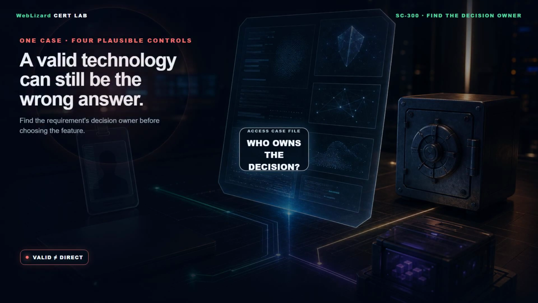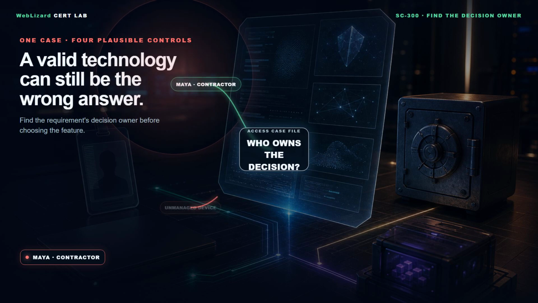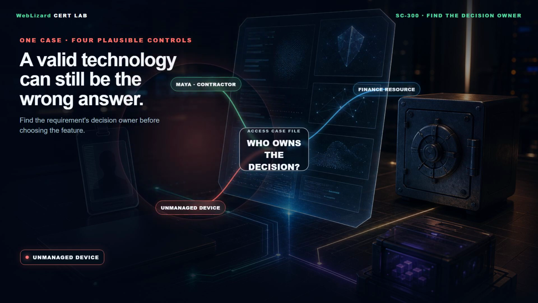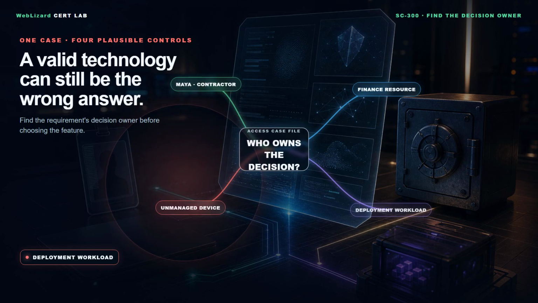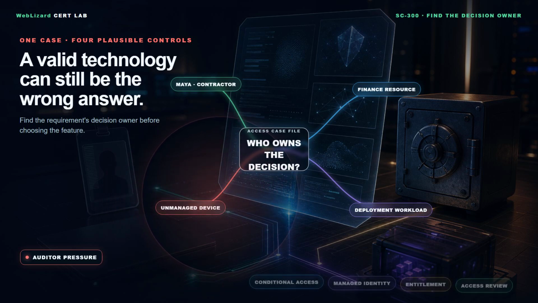You can know every Microsoft Entra product name and still miss an SC-300 question. Several choices may be real technologies, but only one directly satisfies the requirement being tested. Picture one case. Maya is a contractor who cannot reach a protected finance app from an unmanaged device.